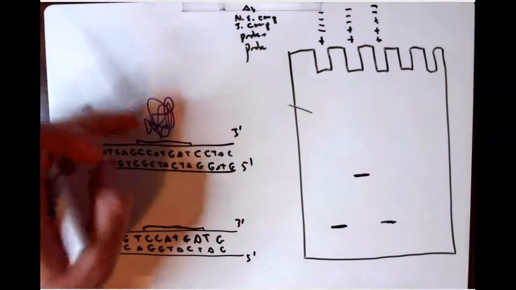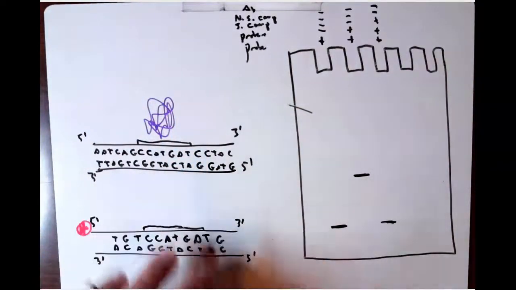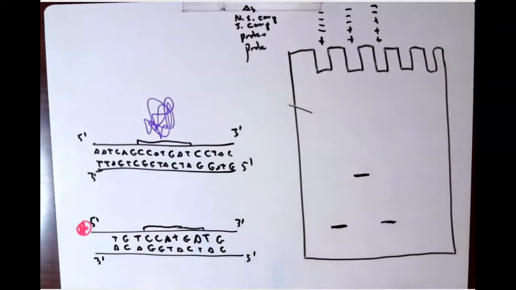So this shows that the protein appears to be binding to our sequence specifically, somewhere in the middle of the competitor that we're using. So that's a good result. It shows a glimpse of specificity.